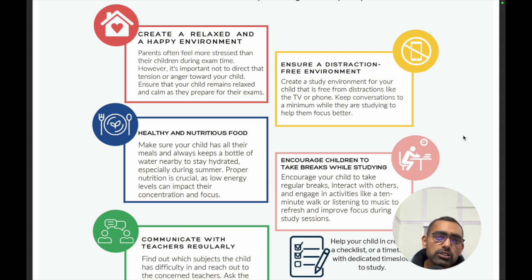So do not give them targets that they have to score 100%, they have to score 90%. Help them learn. Create a relaxed environment at home. There shouldn't be any distractions. Keep the smartphones away, keep the social media away. Healthy and nutritious food is very important. What we eat is what we become. If we are not healthy, nothing will materialize. So it's very important to eat and be healthy.